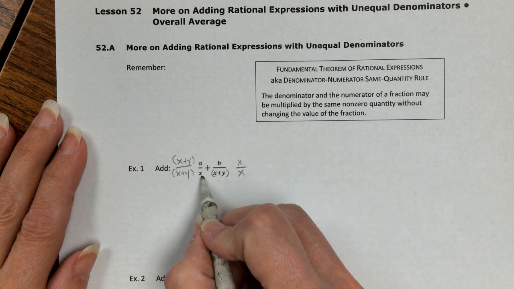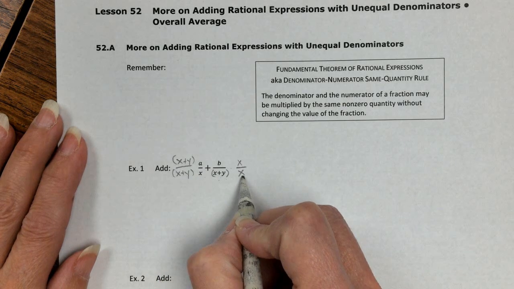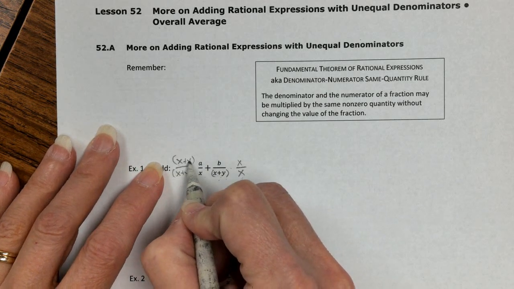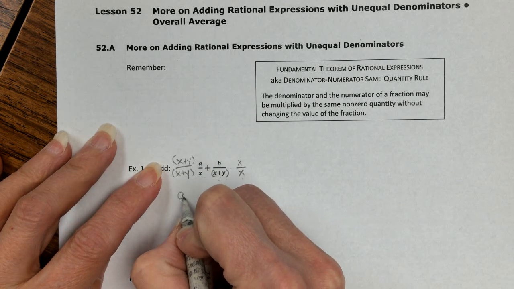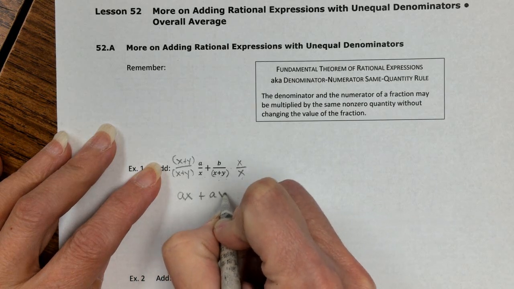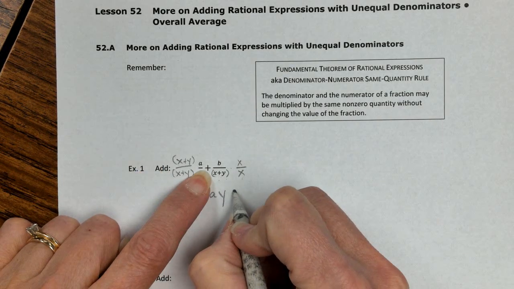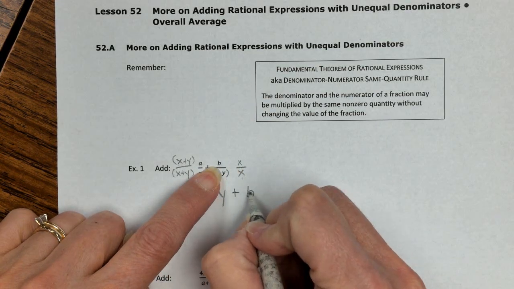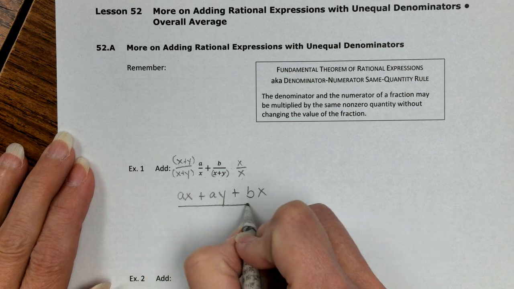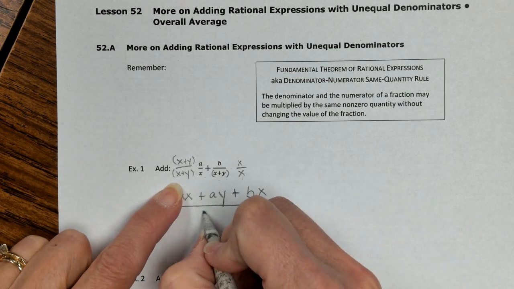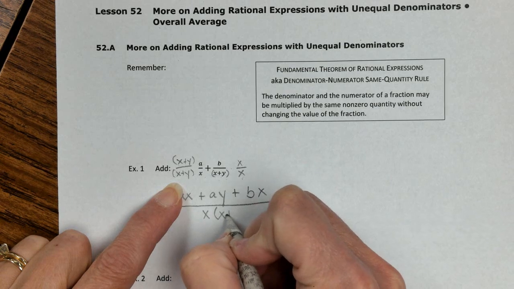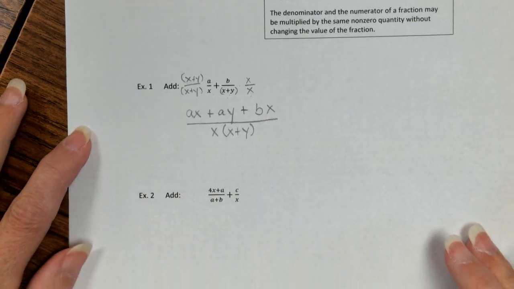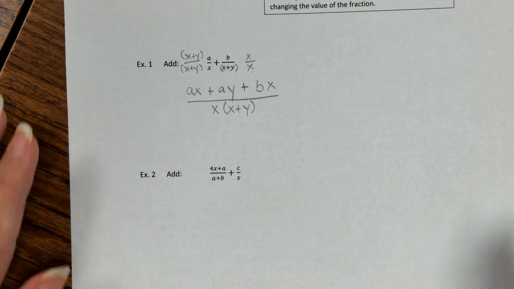Okay, now we see they both have the same denominator, and we just multiply a times the x, and then put the plus, and then a times the y, and then plus, because we're adding the numerators, bx, and that whole numerator is over the common denominator of x times x plus y. So it's very similar to the ones we've done before, just now the denominators are slightly more complicated.